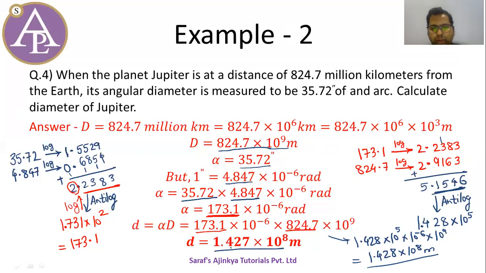Right. Earlier 1.427 came, here we get 1.428. A little variation will come because log is an approximate calculation. But if you do it with log, log is not that tedious, you only have to look in the log table. But once you master it, this becomes very easy.